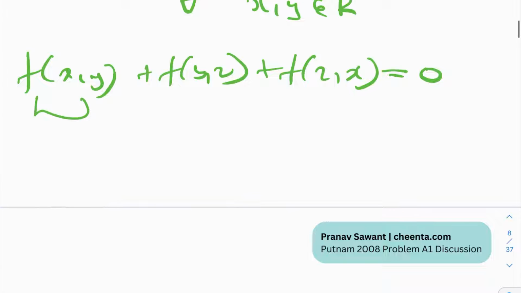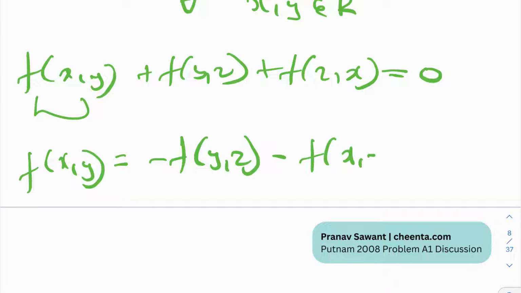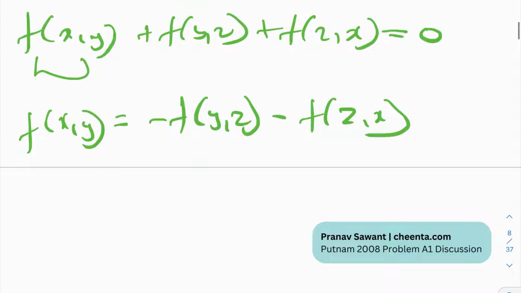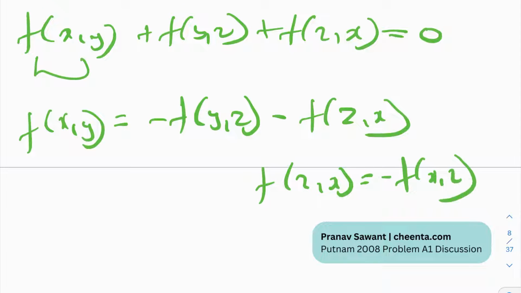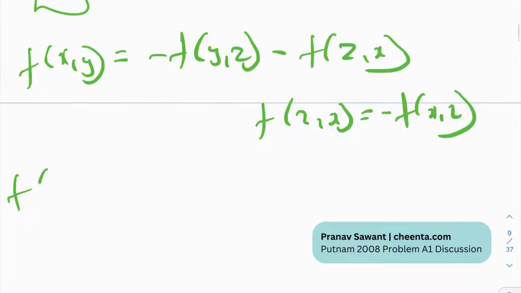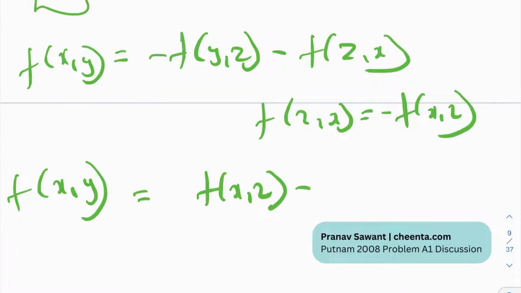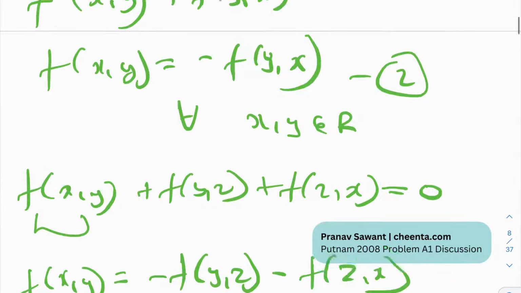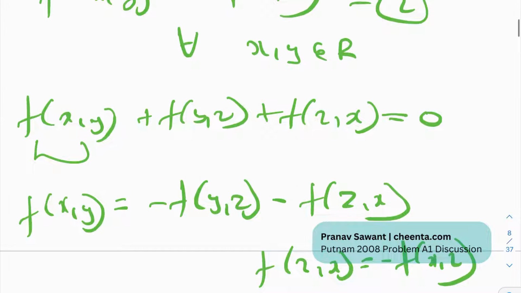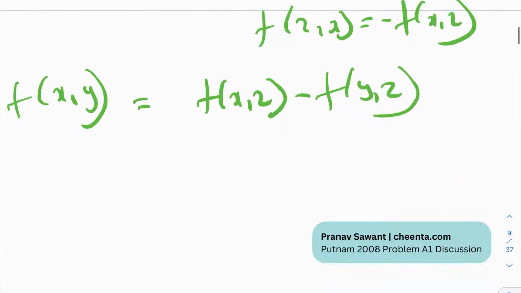And let's try to maybe isolate this quantity. So f of x comma y would be equal to negative of f of y comma z, negative of f of z comma x. Sorry, that should be z comma x, right? Now I can write f of z comma x as negative of f of x comma z. So really what we're left with over here is f of x comma y is equal to f of x comma z minus f of y comma z. And this is essentially from the result 2 that we had received over here, right? It's behaving like an odd function.